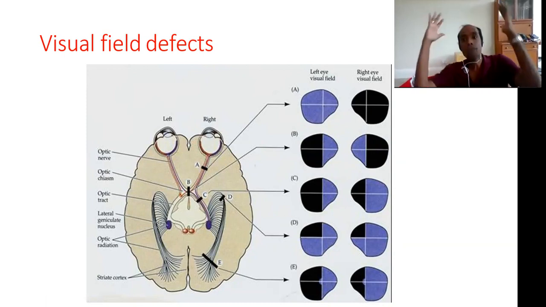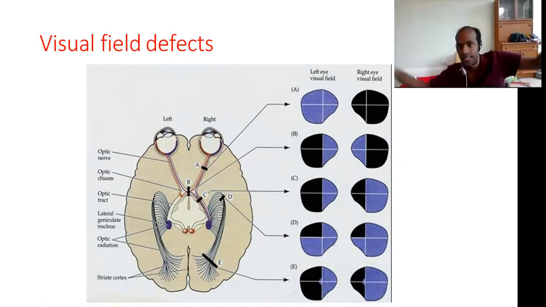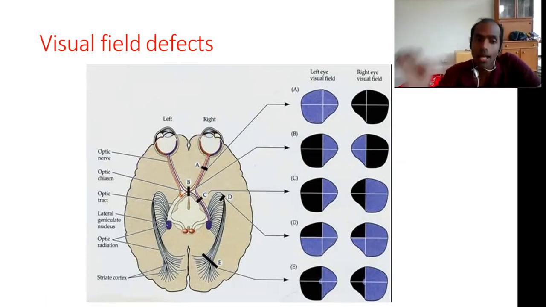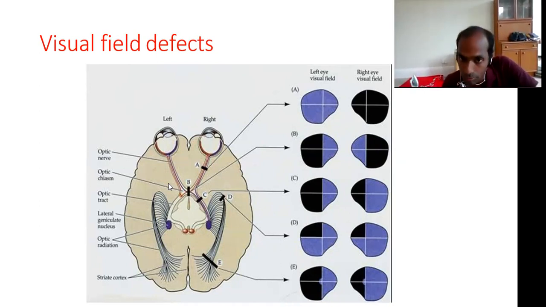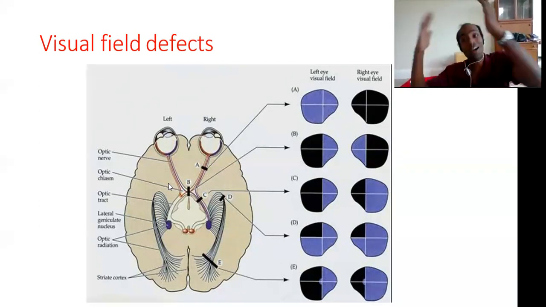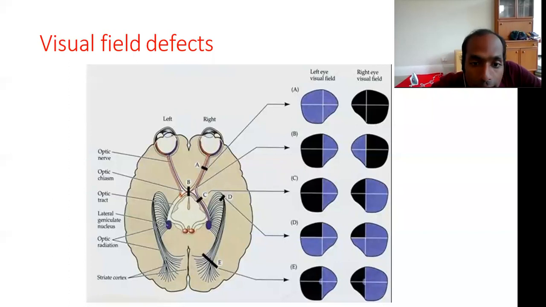And this is bitemporal hemianopia, where the patient cannot see the two temporal sides of the visual field. This is called bitemporal hemianopia. And the lesion, so first question, where is the lesion? The lesion is always in the optic chiasmal region.